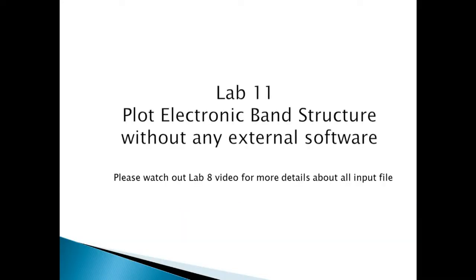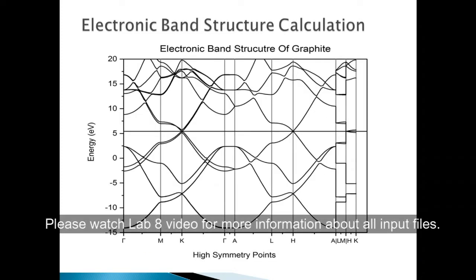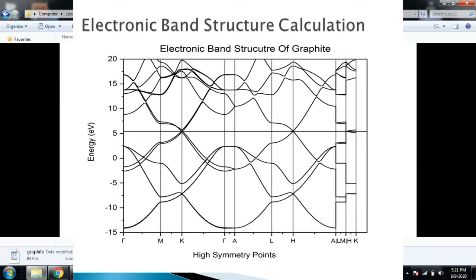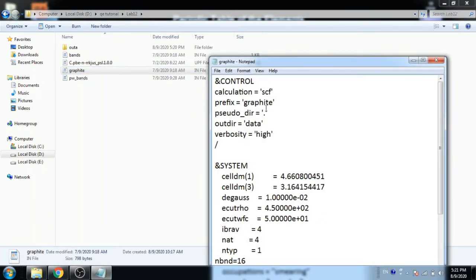This is lab 11. Today we are going to learn how to plot electronic band structure without any external software. Please watch lab 8 for more details about all input files. Let's watch all input files again.